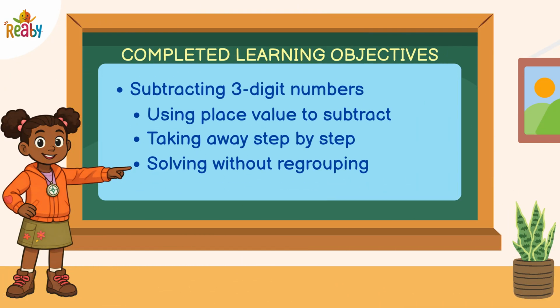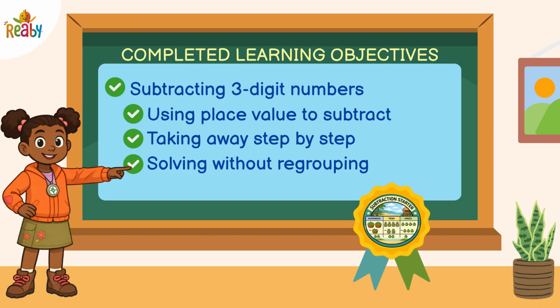Let's review what we learned today. You subtracted 3-digit numbers. You used place value to subtract. You took away step by step, and you solved without regrouping. Great job completing all of the learning objectives. For subtracting 3-digit numbers, you earned the Subtraction Starter Badge.